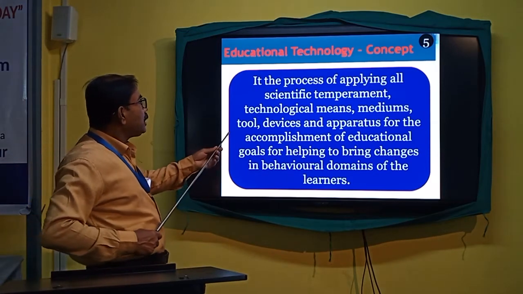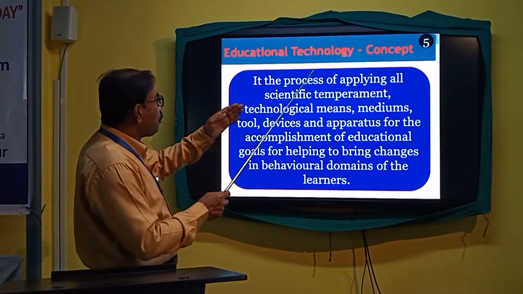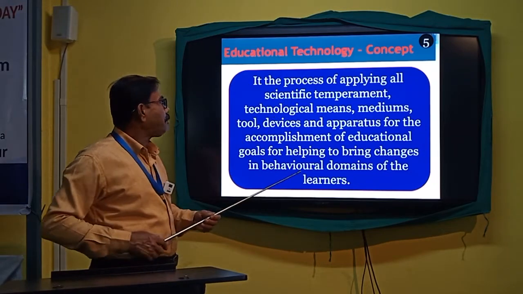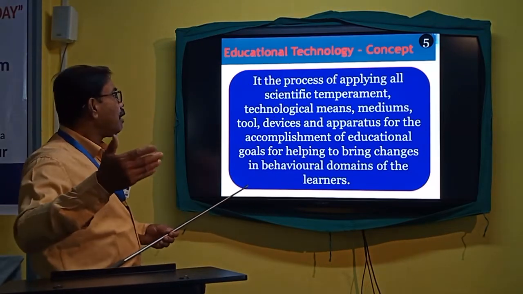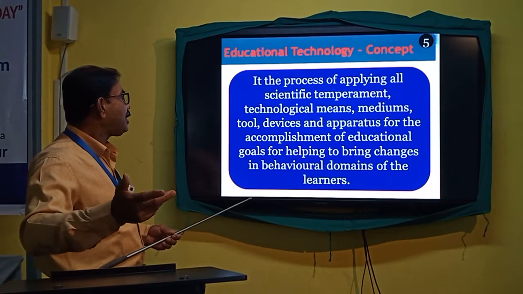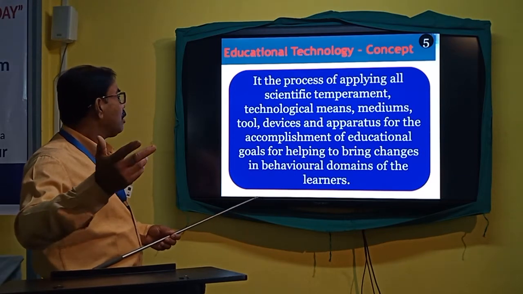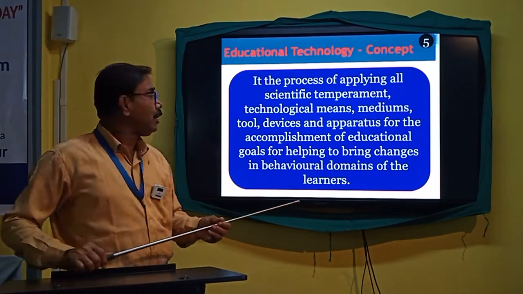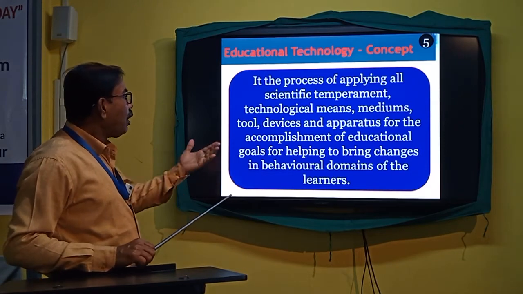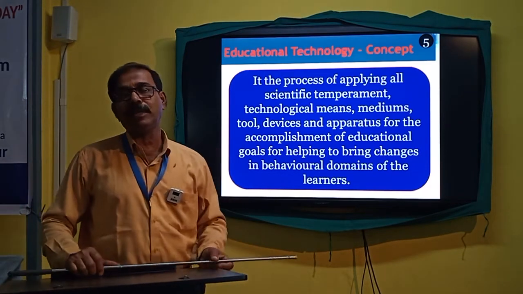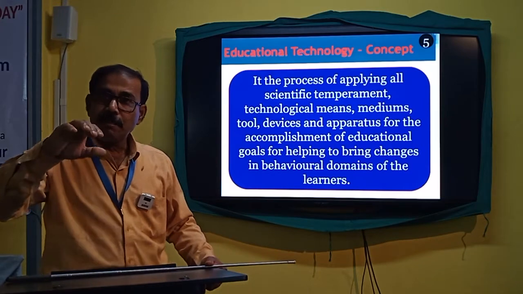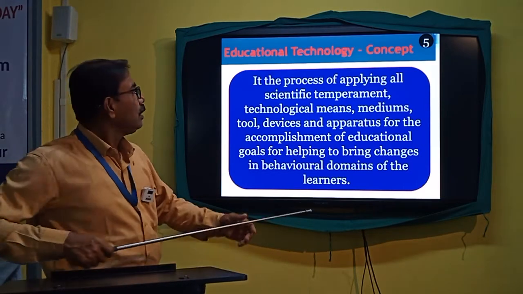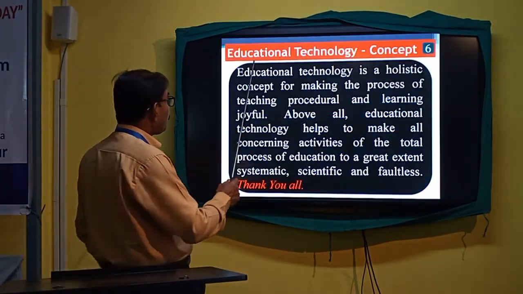Technology, particularly the process of applying all scientific temperament, technological means, mediums, tools, devices, and apparatus for the accomplishment of educational goals, makes helping to bring changes in the behavioral domain much easier. Let us see the next slide.